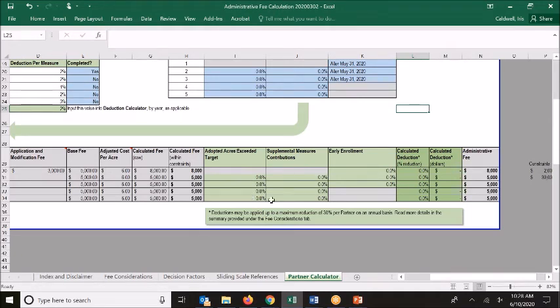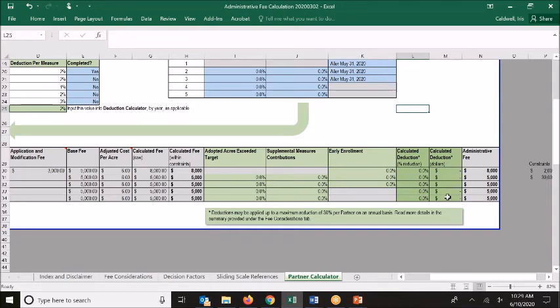So the discounts here will show in green. There is a maximum 30% discount. If you had several supplemental measures and maybe you had an early enrollment discount, the sum of those discounts will cap at 30%. So the maximum percentage you'll see is 30%.